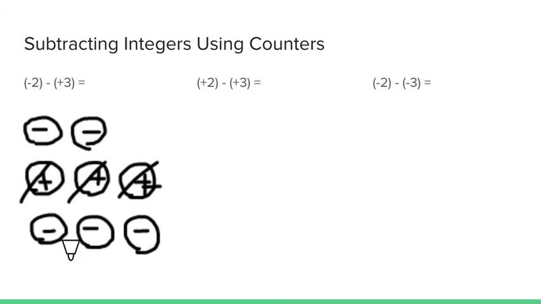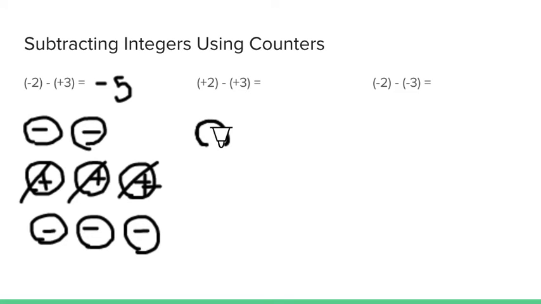Okay, and now, as you see, what am I left with, guys? Well, I'm left with more negative counters, which makes sense because remember, when we're taking away positives, we're getting more negative. So now I got to count out what I'm left with. 1, 2, 3, 4, and 5 negative counters. So our answer is negative 5. Okay, let's move on to the next one.